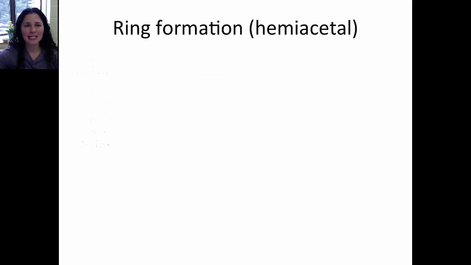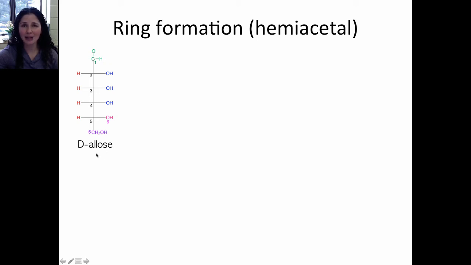So far, we've only seen linear sugars. These are sugars that are written in a straight line. But sugars in solution or in your bodies will actually form rings called hemiacetals. We're going to learn how to convert a linear structure like D-allose shown here into a ring formation, or a hemiacetal, in a special type of structure called a Haworth projection.